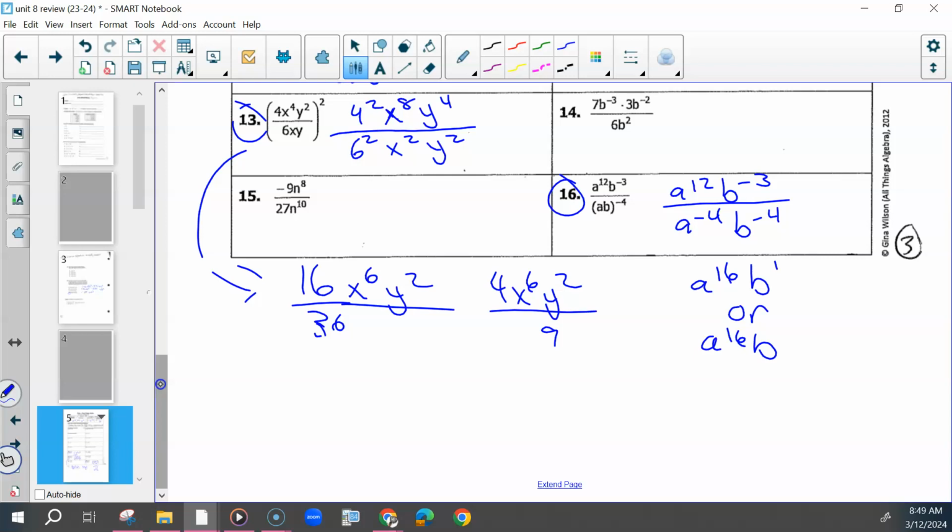Other questions on this page? Go on to page 4. Questions on that page?